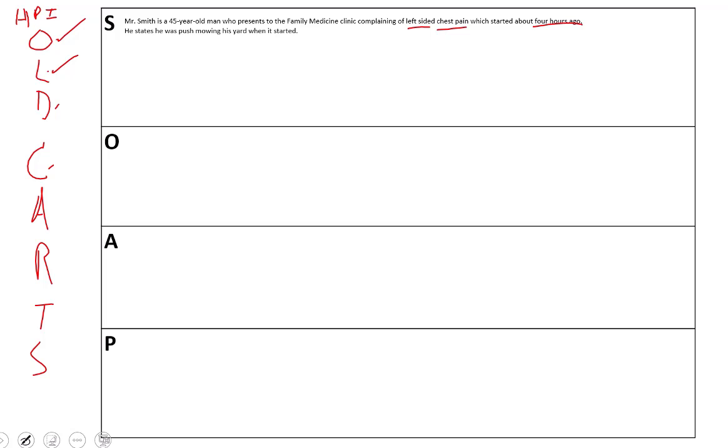He states he was pushing his yard when it started. We also know, and it's nice to know, what was occurring at the time of onset. Was he pushing his mower? Was he laying on the couch? Was he lifting heavy furniture?